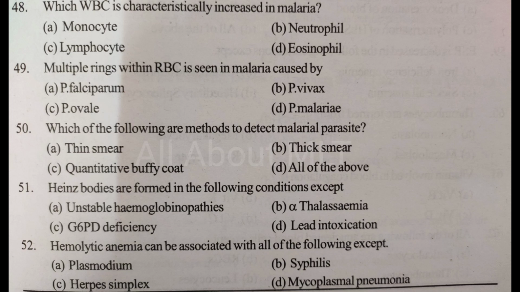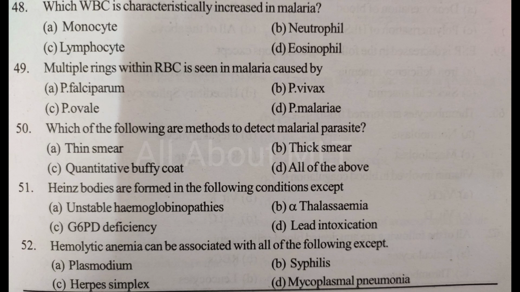Multiple rings within RBC is seen in malaria caused by option A P. falciparum, option B P. vivax, option C P. ovale, option D P. malariae, and the answer is option A P. falciparum. Which of the following are methods to detect malarial parasite? Option A thin smear, option B thick smear, option C quantitative Buffy coat, option D all of the above, and the answer is option D all of the above.